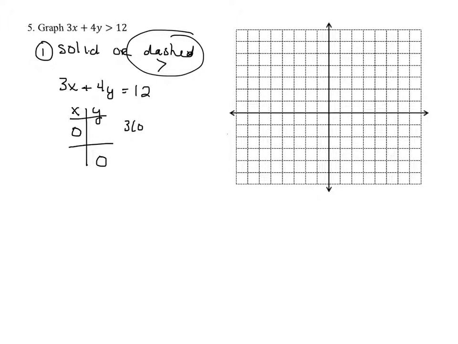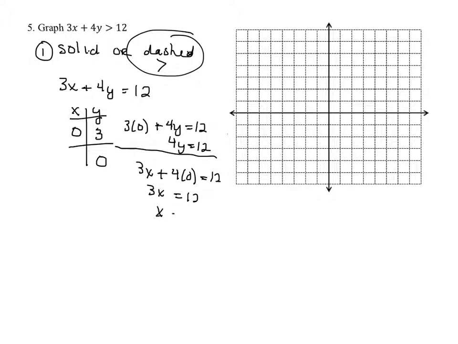If I put 0 in for x, y is 3. If I put 0 in for y, x is 4. So I'm just going to graph the 2 points (0, 3) and (4, 0). And draw a dashed line. Label, and we're getting there.